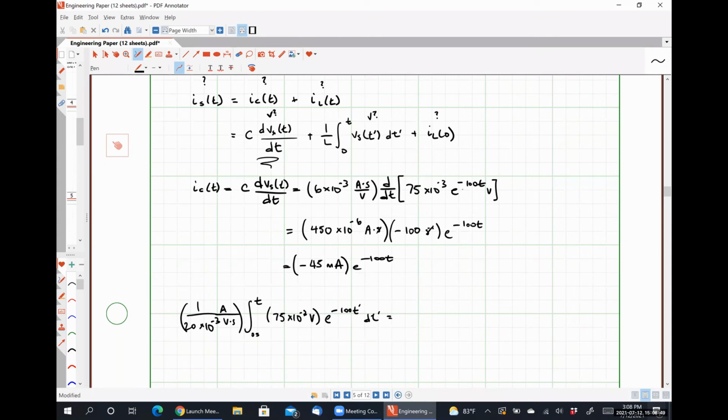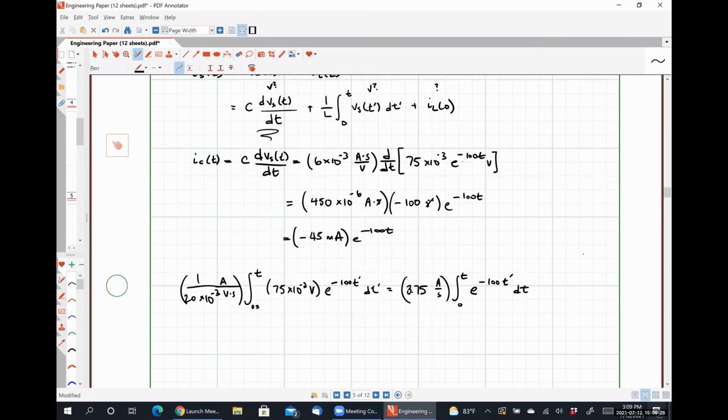So that's going to be 75 times 10 to the minus 3 over 20 times 10 to the minus 3. So that just looks like 3.75. And then we have amps per volt second being multiplied by volts, so that just looks like amps per second. Then the integral from 0 to t of e to the minus 100 t prime dt.